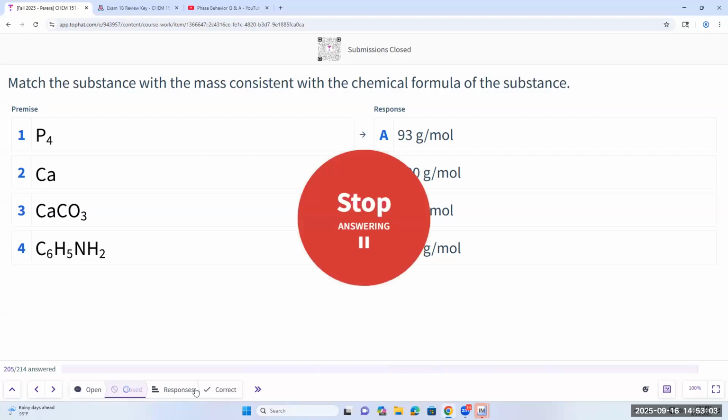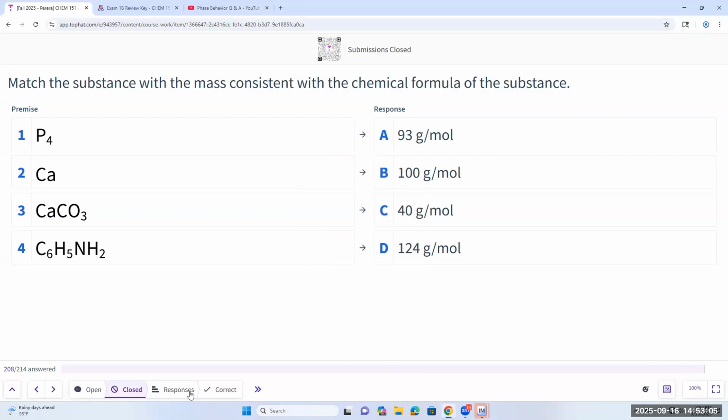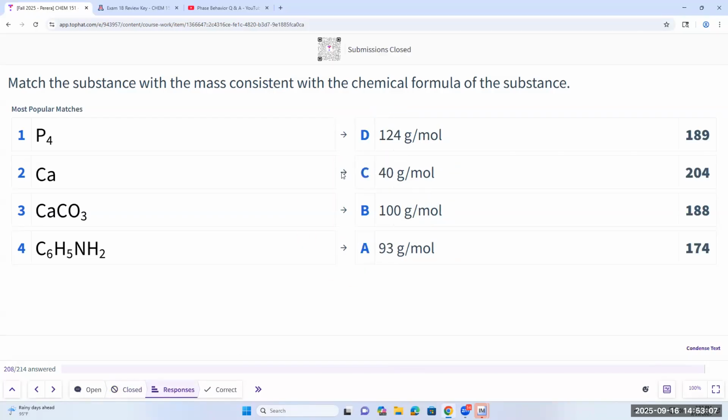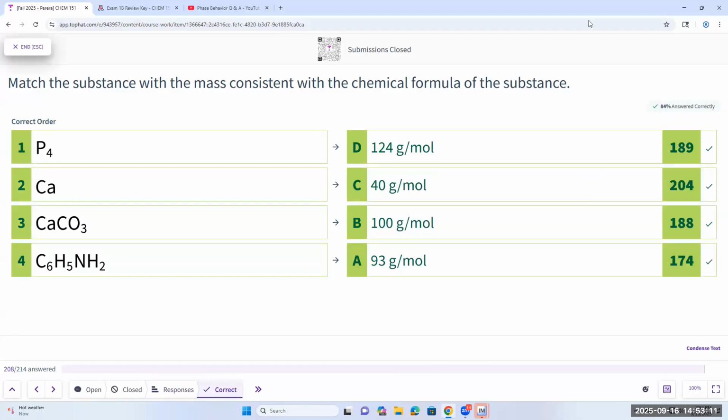Two and 1. And here are our responses. Okay, it's mostly good. These are the correct answers. It can be better though. So I'll do the last one.